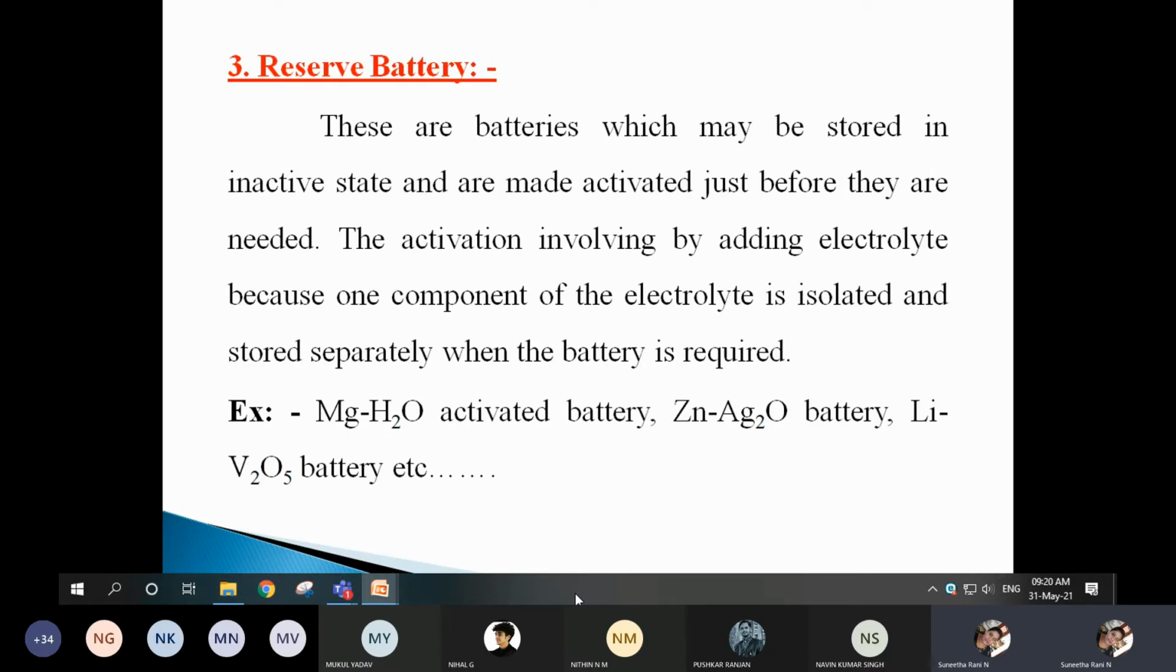In reserve batteries, one of the components of the battery is kept aside, and it can be activated whenever it is needed. Usually we use water as the electrolyte or separator component. Examples of reserve batteries are magnesium water activated battery, zinc silver dioxide battery, and lithium vanadium pentoxide battery. Reserve means we keep one of the components separately.